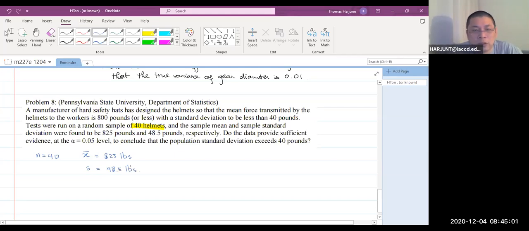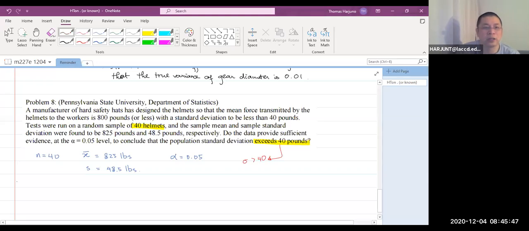Now the question is, do the data provide sufficient evidence at alpha equals to 0.05 to conclude that the population standard deviation of the force transmitted to helmet exceed 40 pounds. They want that to be less than 40 pounds, but the test here is to test exceed 40 pounds. Okay, so basically they want to test if the population standard deviation is more than 40 pounds.